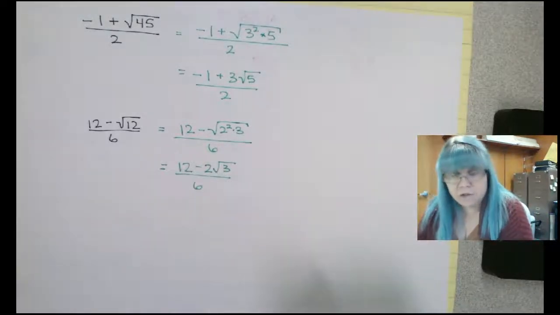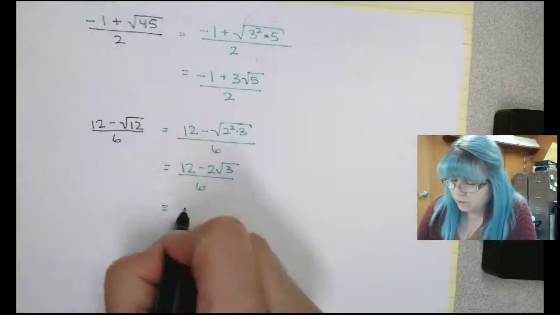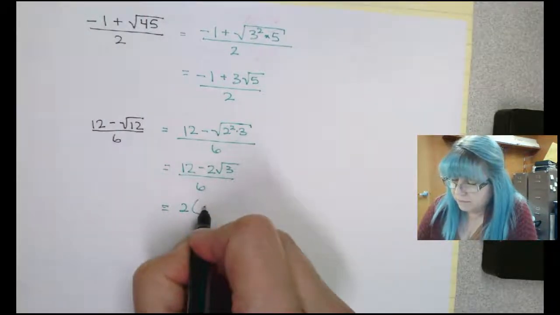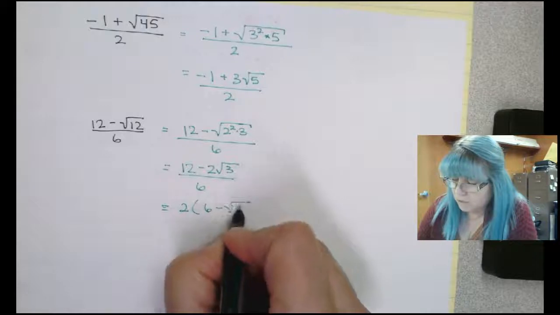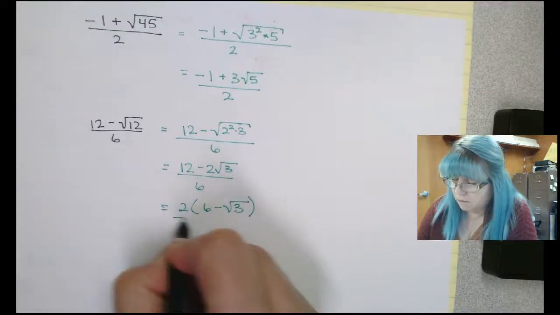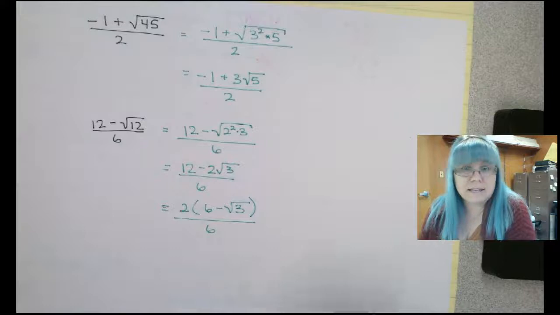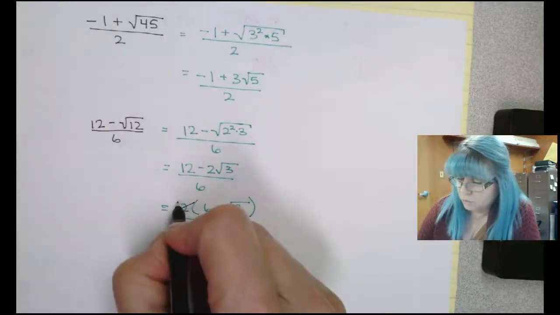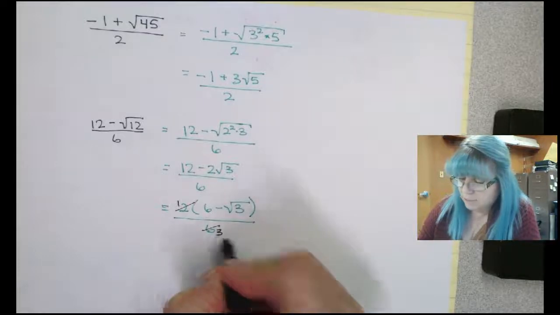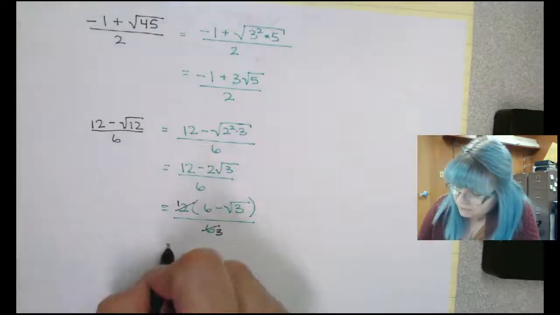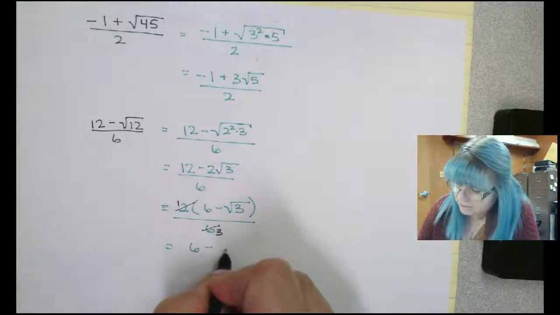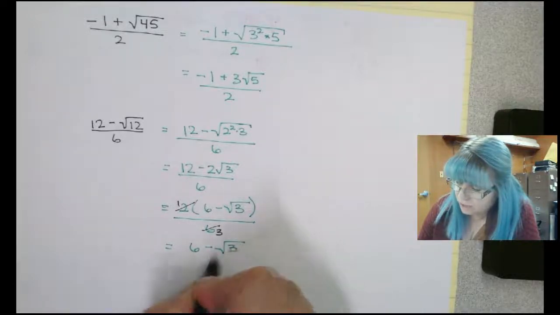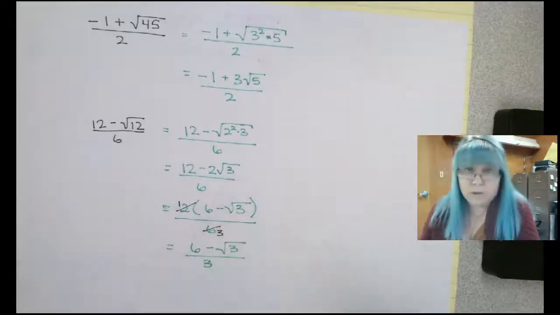Now I need to factor the numerator. 2 is the GCF, 6 minus square roots of 3 all over 6. Now I can reduce. 2 goes into 2 once, and 2 goes into 6 3 times. So my final answer is going to be 6 minus the square root of 3 all over 3.